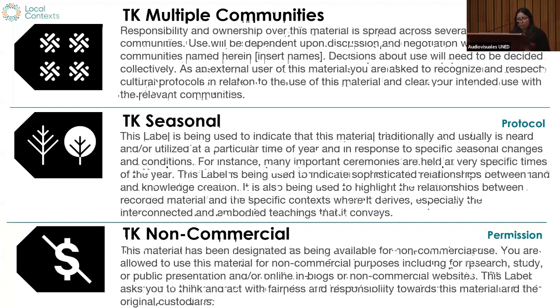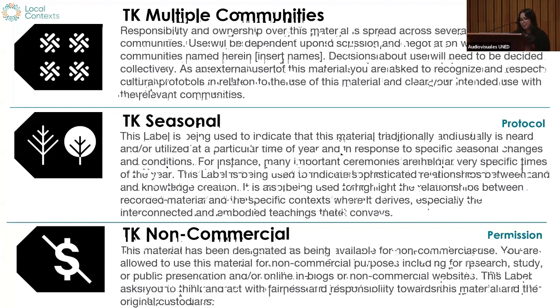Second, we have a protocol label. The example of this here is the TK Seasonal label. This label is about connecting knowledge and land. So a community uses this label if there are seasonal associations with the material or data. For instance, certain songs and stories are only meant to be told during a certain time of year. If that was the case, this label would be used to make that clear.